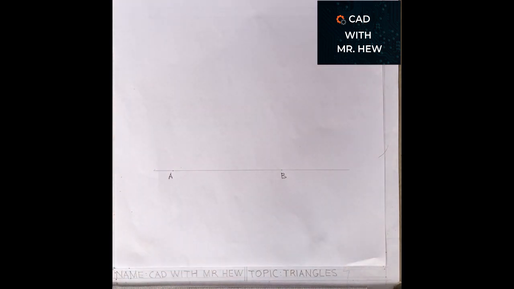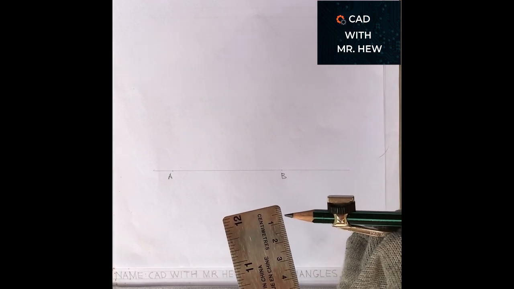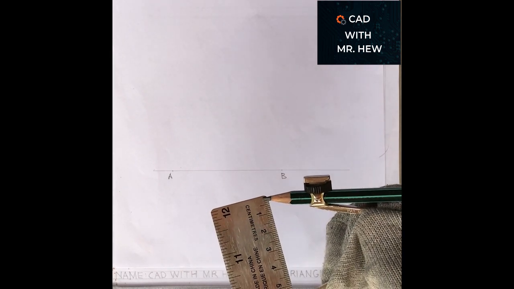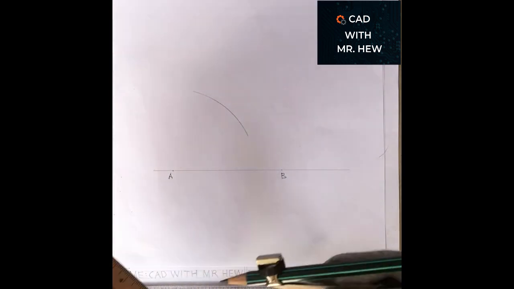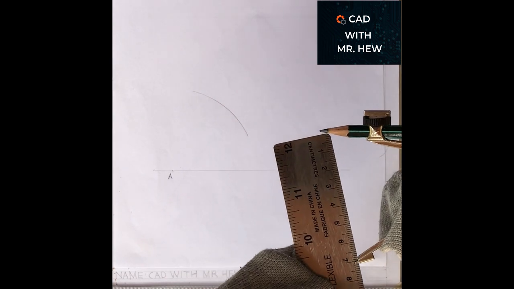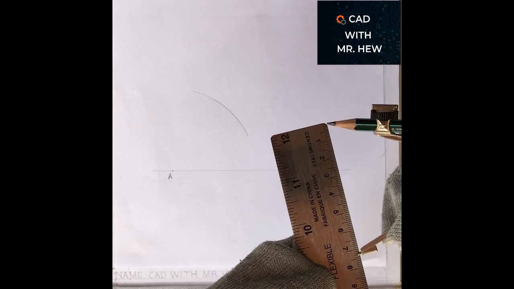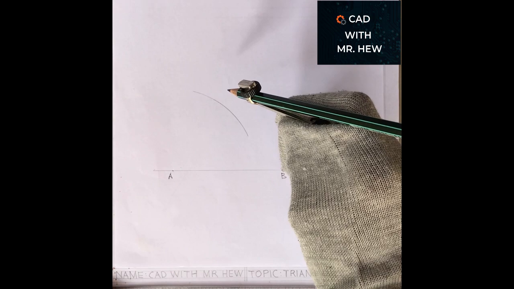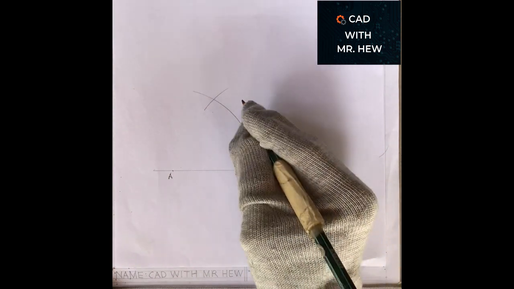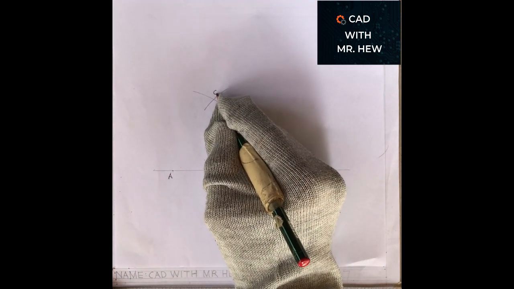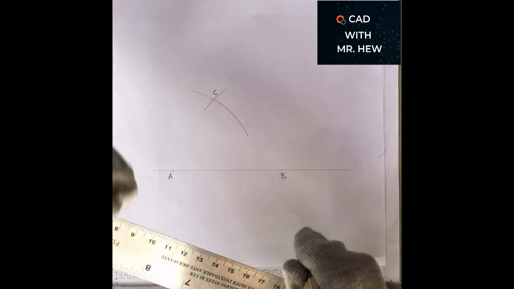So we're going to measure the length of the side AC. It's going to be 70 millimeters. We're going to mark AC 70 millimeters from C. We're going to measure 75 millimeters from B to give a BC. Where the two arcs intersect, that is C. So we use our pencil and label that point C.